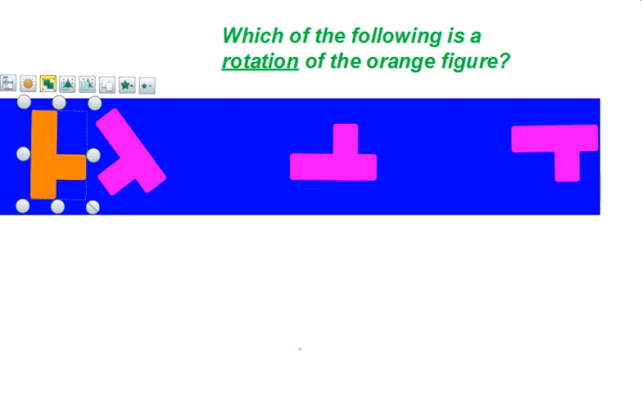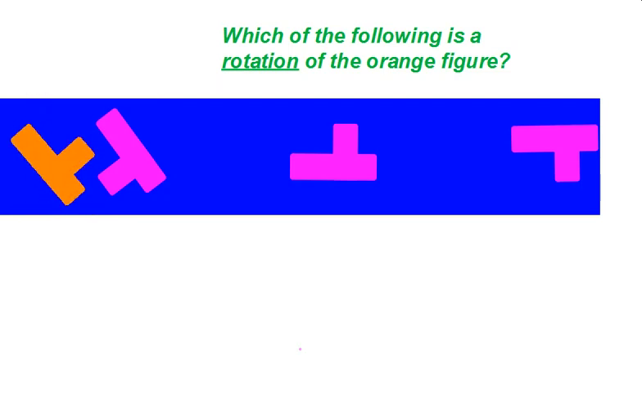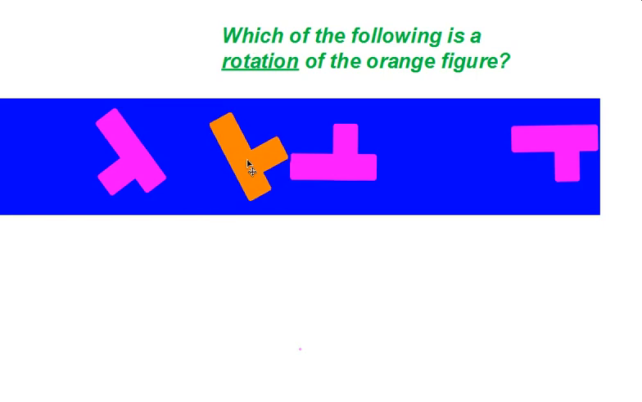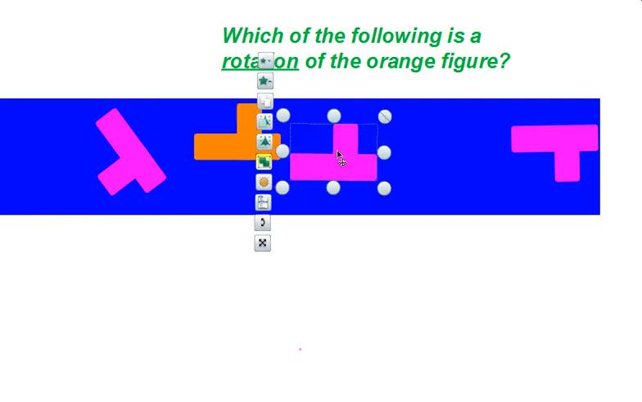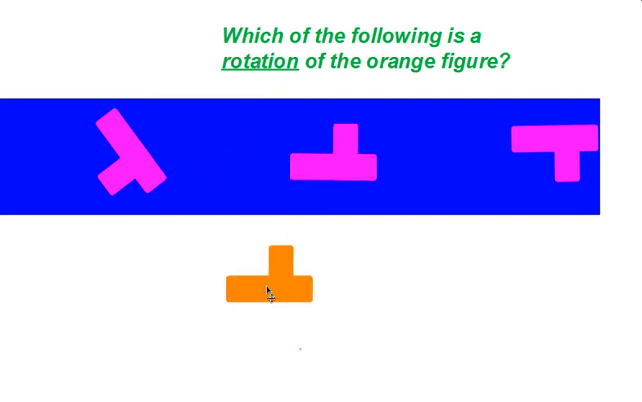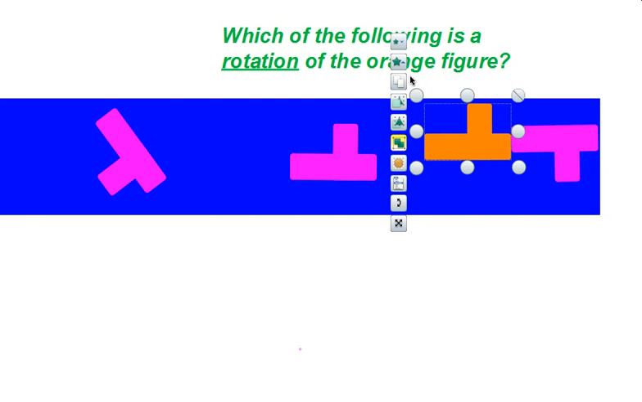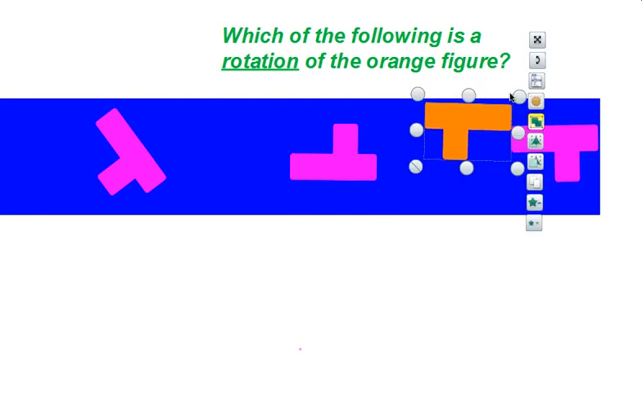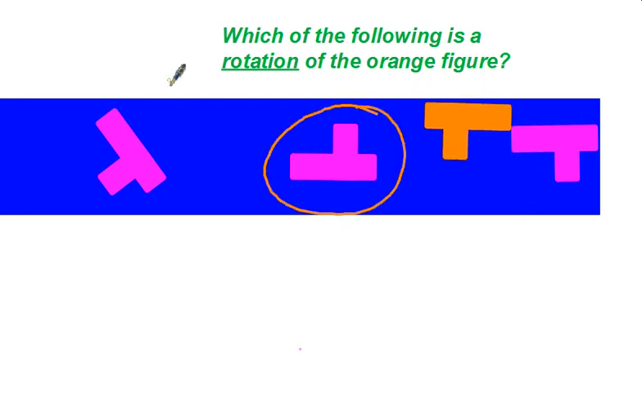You can see that if you rotated this around, it will never look like this first pink item. Let's try the next one. If we rotate this around, can you see that we can eventually make it look just like the second figure? So this is a rotation. And let's try the third one. If we rotate this around, we can never make it exactly match this third figure. So only this middle one is a rotation.